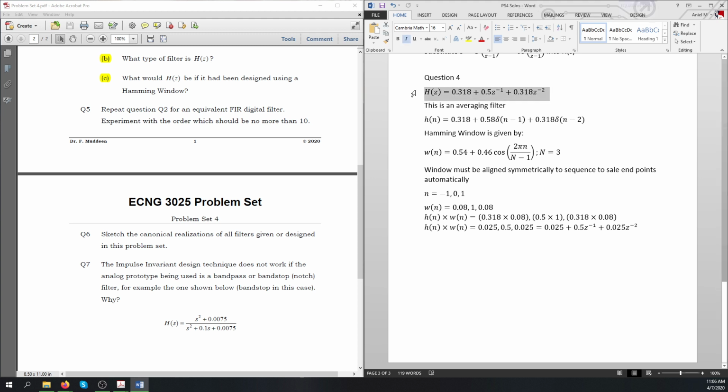And because it follows this general form of H of z, when you do the inverse z transform, each delay is just going to be delta of n minus 1, and the delay for z to the minus 2 is just going to be delta of n minus 2. So this works when you have H of z in this form, from z to the 0 going down in negative powers of z. So this is just a general form that you'll need to memorize for the averaging filter.